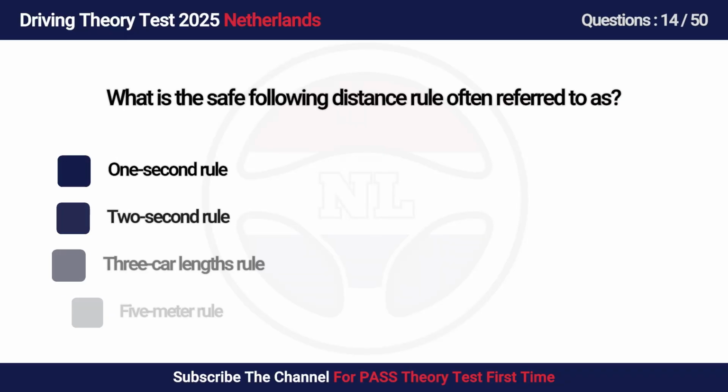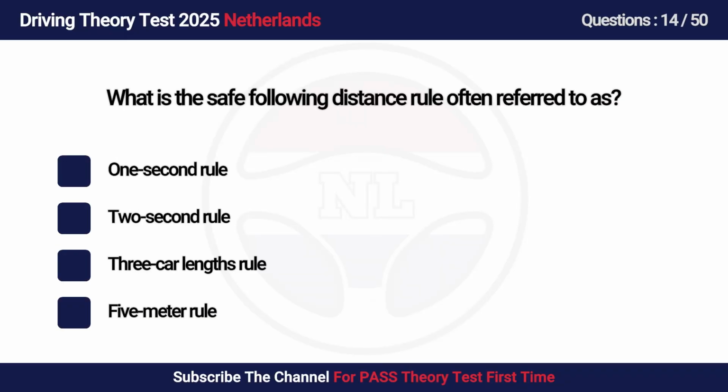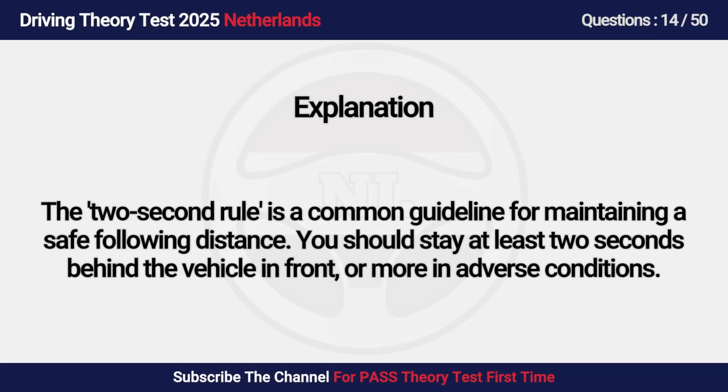Question 14. What is the safe following distance rule often referred to as? A. Rule, B. Rule, C. Lengths rule, D. Rule? Answer is B. Rule. The rule is a common guideline for maintaining a safe following distance. You should stay at least 2 seconds behind the vehicle in front, or more in adverse conditions.